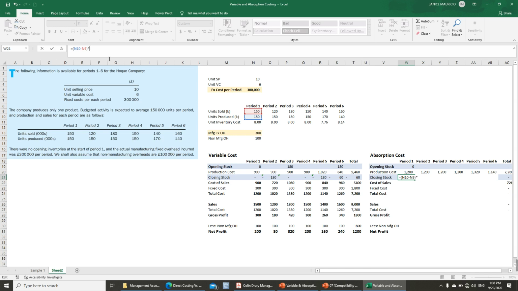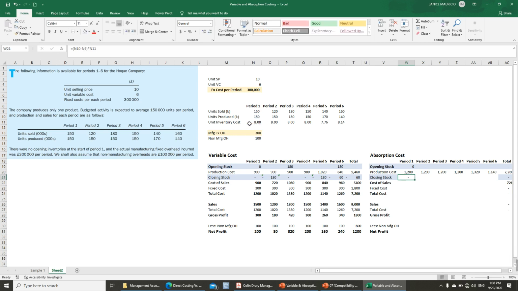Kasi kung wala yung parentheses, i-assume niya na uunahin niyo muna yung multiplication, and then division, and then addition, then subtraction. Okay? So, hindi iisipin ni Excel yung iniisip mo. So, you have to tell Excel ano yung uunahin niya by putting in the proper parentheses, because if there's no parentheses, it will just assume the MDAS concept in mathematics. So, produce minus sold times the unit inventory cost.